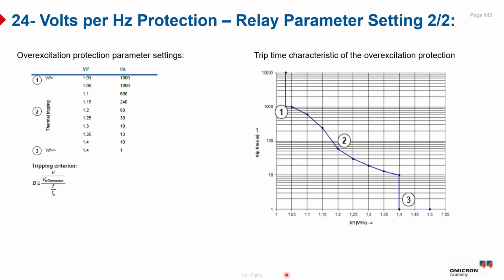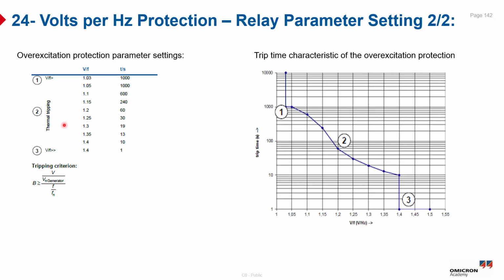The overexcitation protection function continuously calculates the V over F and compares it to the generator nominal induction. So if the measured V over F exceeds the configured limits, it initiates a time delayed trip to protect the stator core from thermal damage, and this trip time is determined based on the selected curve and the degree of overexcitation, often expressed in per unit values, as we explained. So you can see here the overexcitation protection parameter setting. V over F greater is 1.03, and the time delay is 1000 seconds.